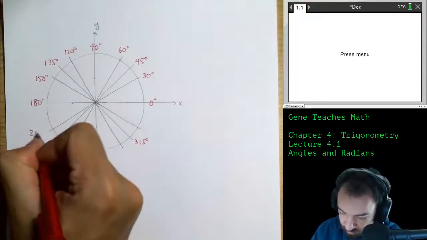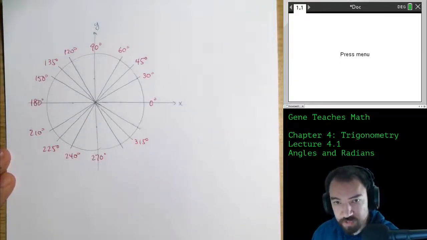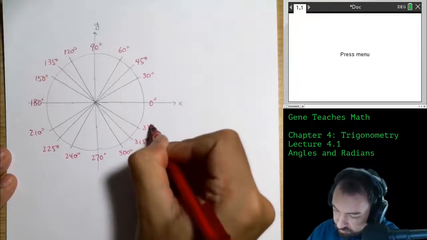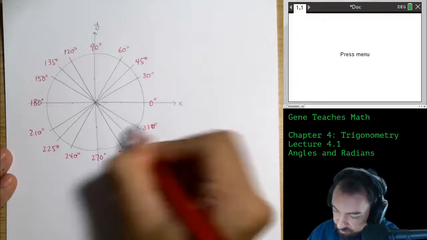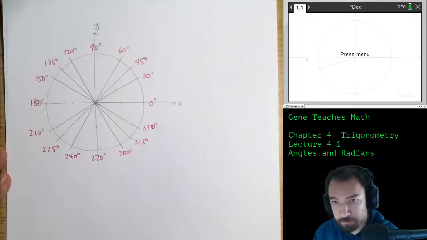30 more is 210 degrees. 30 more is 240 degrees. 30 more gets us to 270 degrees. And then 30 more is 300 degrees. 30 more is 330 degrees. And finally, the last 30-degree increment gets us back to a full circle of 360 degrees.